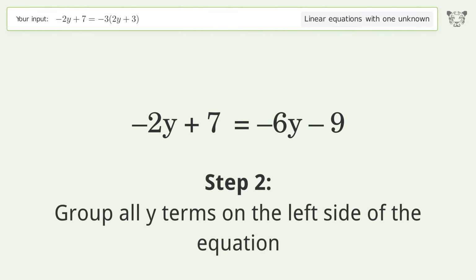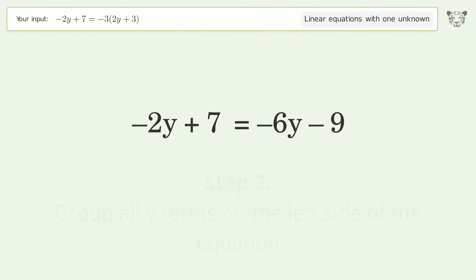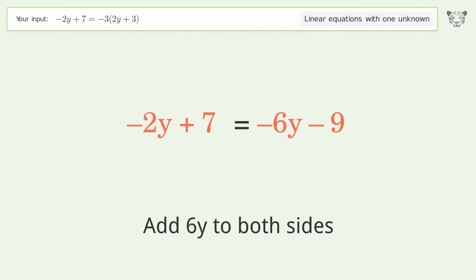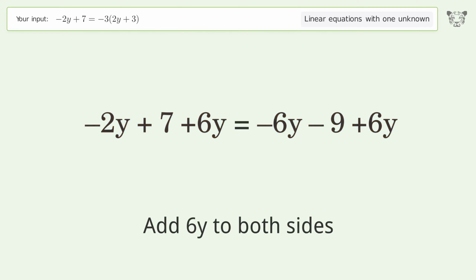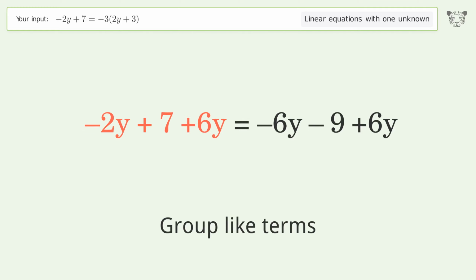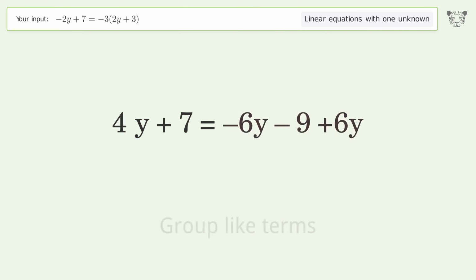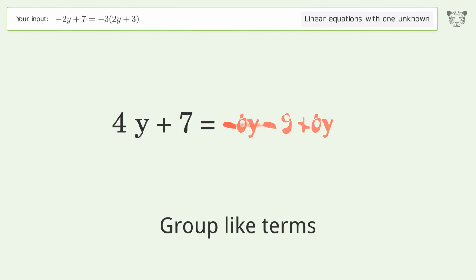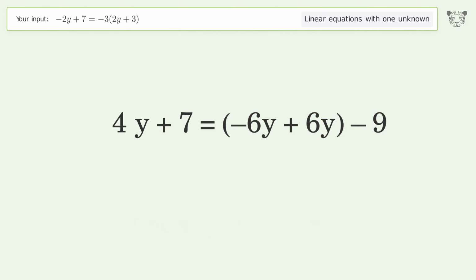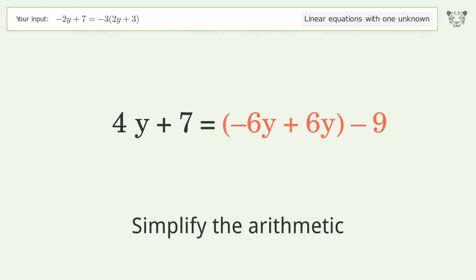Group all y terms on the left side of the equation. Add 6y to both sides. Group like terms. Simplify the arithmetic. Group like terms. Simplify the arithmetic.